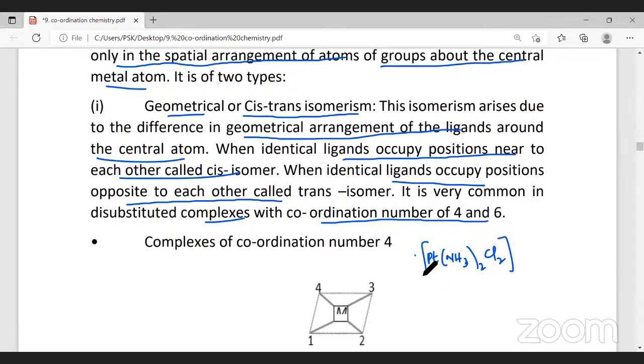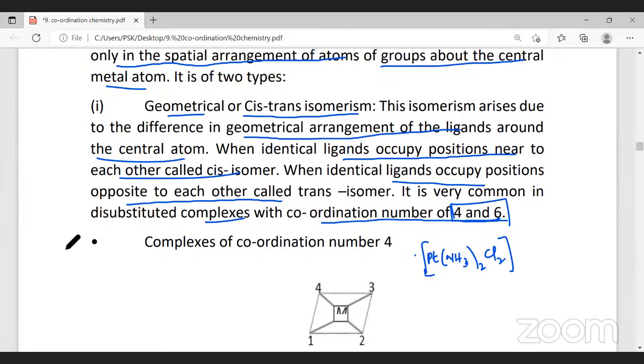All right. This is a compound. We have taken this as an example now. The coordination number of platinum is 4. Why? We have 4 ligands here, 2 ammonia and 2 chlorine. Since we have 4 ligands, the coordination number of platinum is 4. So we learned that geometrical isomerism or cis-trans isomerism is observed in di-substituted complexes of coordination number 4 and 6. So complexes with coordination number 4 and 6 will show cis-trans isomers.